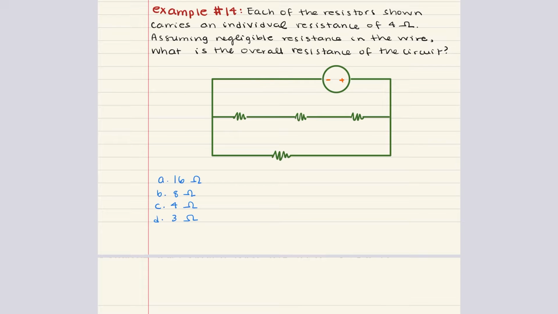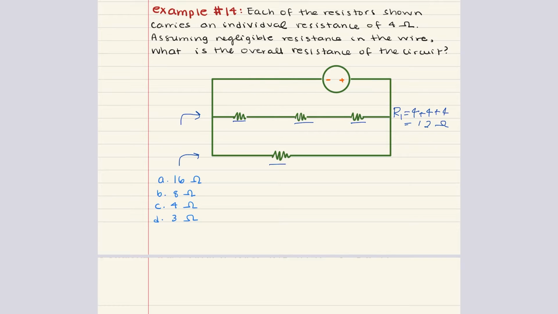Problem 14 says each of the resistors shown carries an individual resistance of 4 ohms. Assuming negligible resistance in the wire, what is the overall resistance of the circuit? Looking at this circuit, we have 2 branches that are in parallel. In this branch, we have 3 resistors in series, so we can easily calculate the resistance of this first branch by summing up the resistance of each resistor. 4 plus 4 plus 4, that gives us 12 ohms.